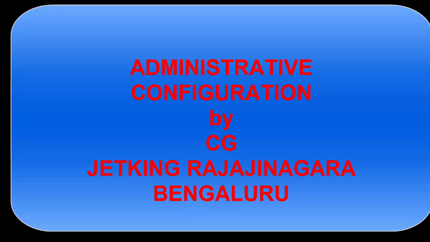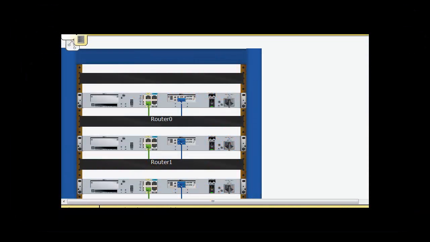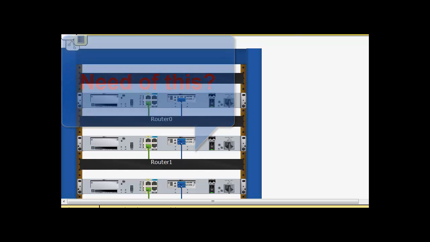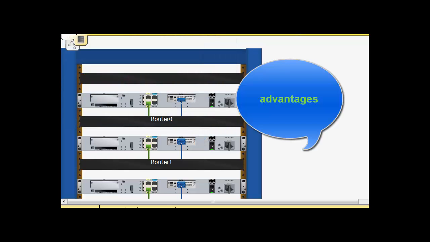Myself CG. In this video, I am going to discuss the basic router administrative configurations. Basically, why do we need this administrative configuration? What is the purpose of it? These administrative configurations are helpful for the administrator to troubleshoot the network as well as configure the network. This administrative configuration does not increase or decrease router performance. It is very helpful for the network manager, network administrator, and network engineer.